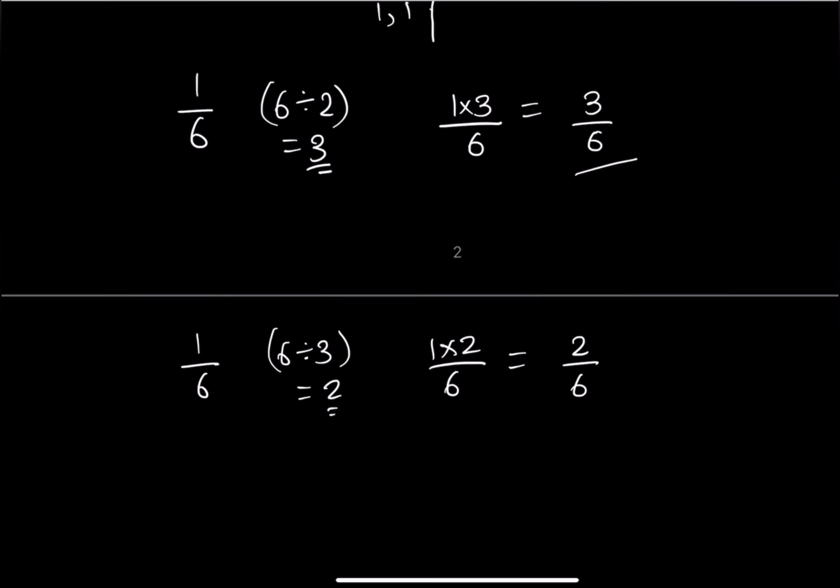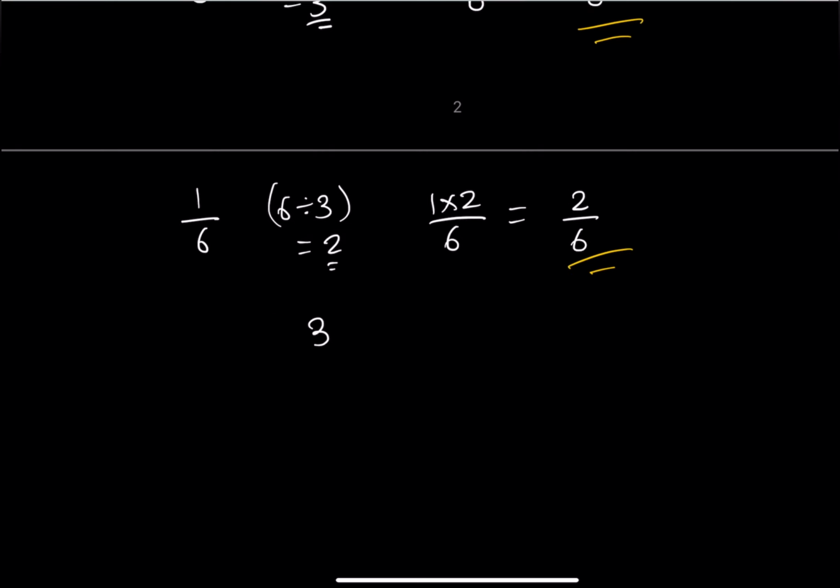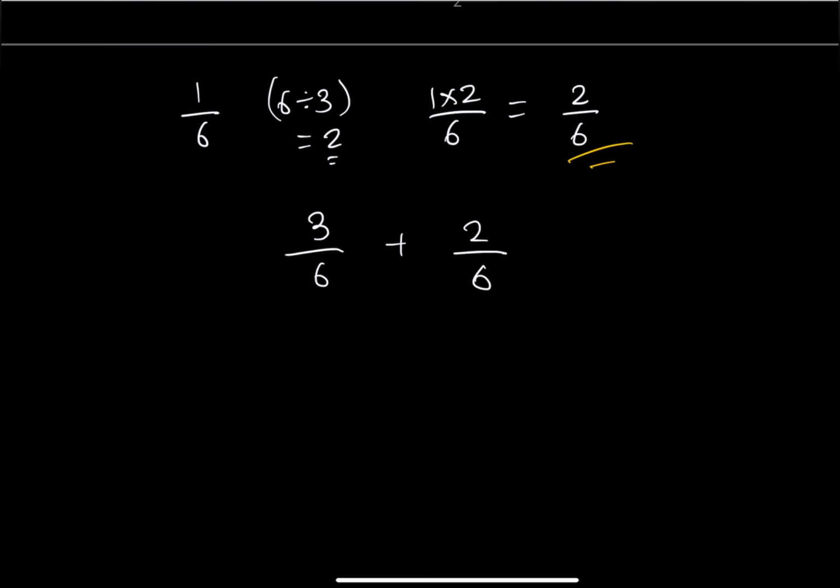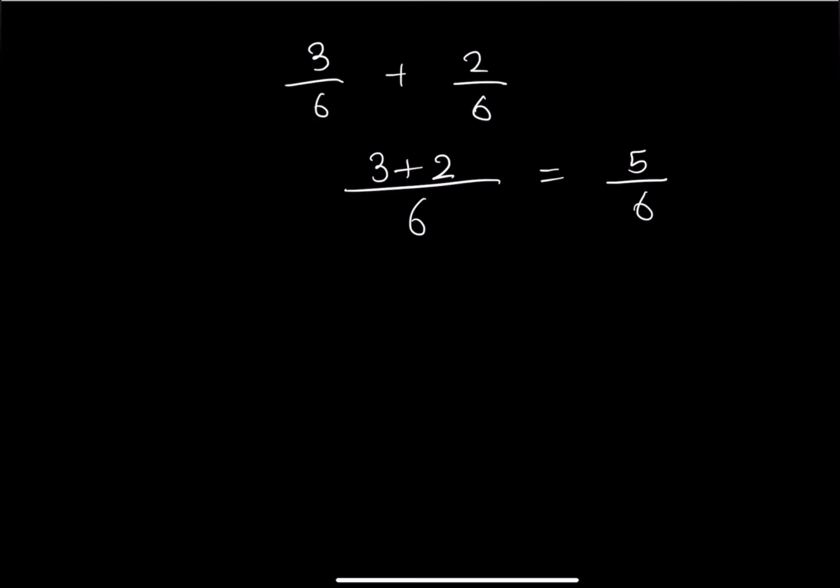Now that we have both of these fractions, 3 by 6 and 2 by 6, we can go ahead and add them now. 3 by 6 plus 2 by 6. If we want, we can make this into one fraction, which gives us 3 plus 2 by 6, which gives us 5 over 6. So our answer of 1 by 2 plus 1 by 3 gives us 5 over 6.